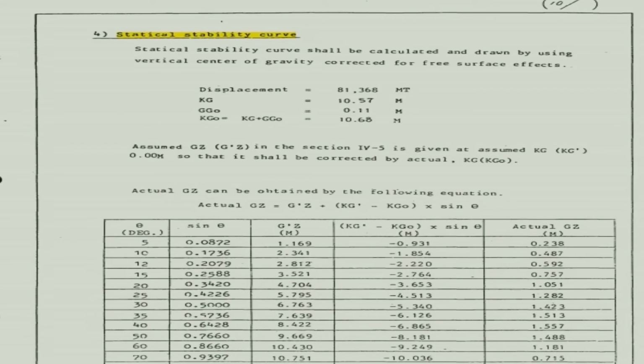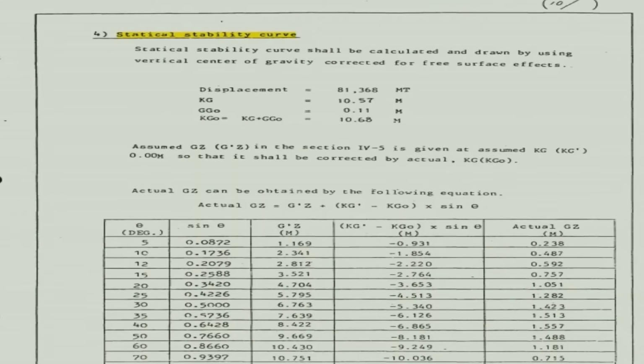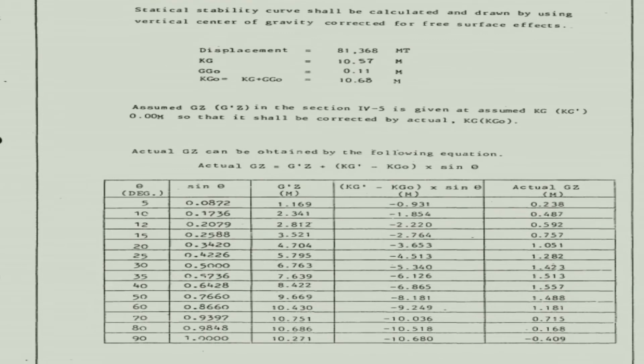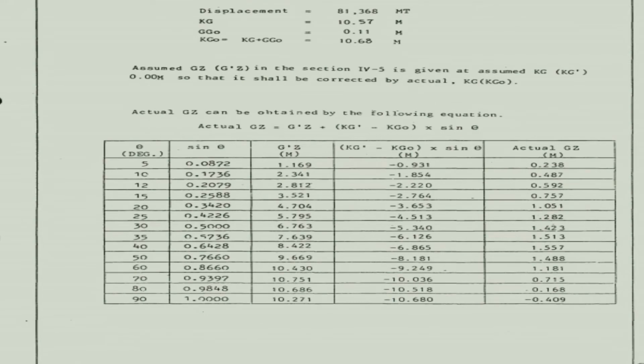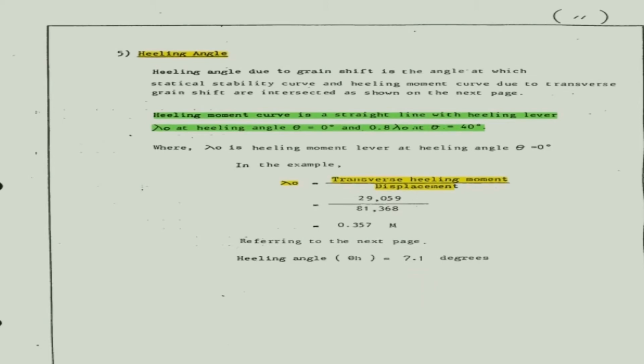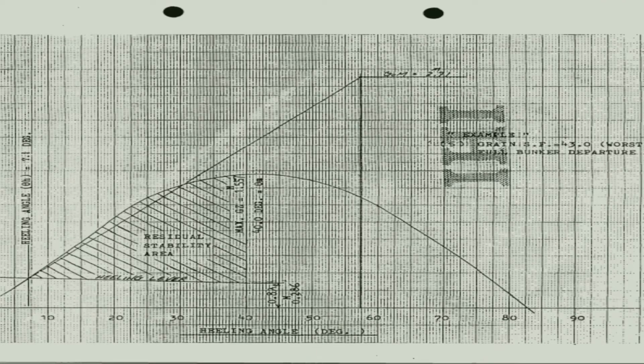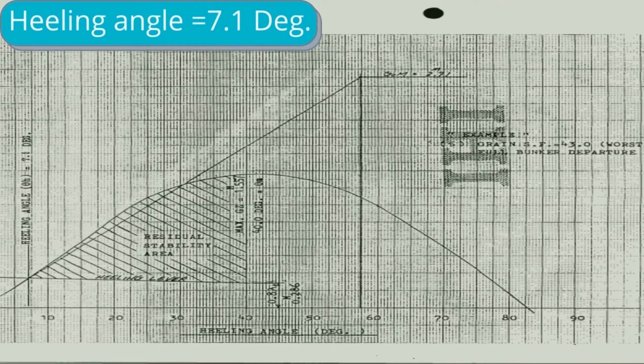Here, statical stability curve. Here, the corrected and actual GZ, and from these values we will draw our curve. And here is how to make these corrections. By the way, we will see all this later, but now I'm making a general browse of that book. Here, healing angle and how to calculate the healing angle. From that graph, we'll find a healing angle value of 7.1 degrees.